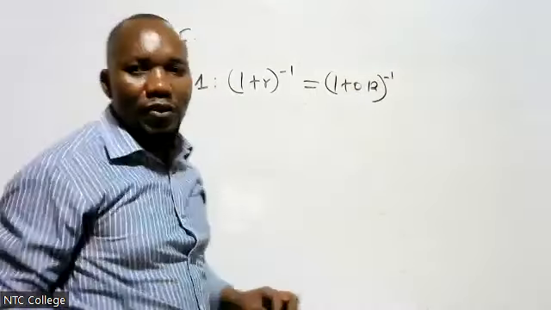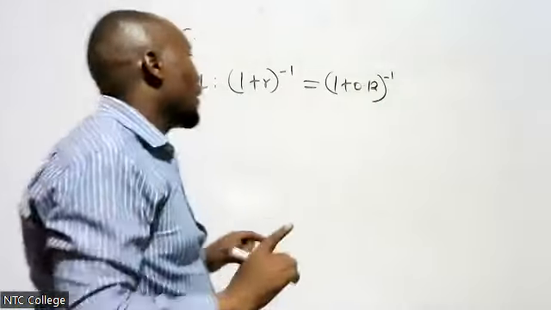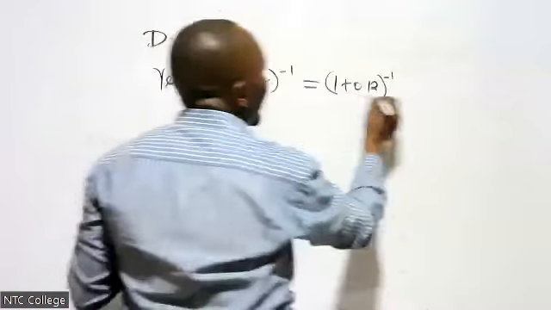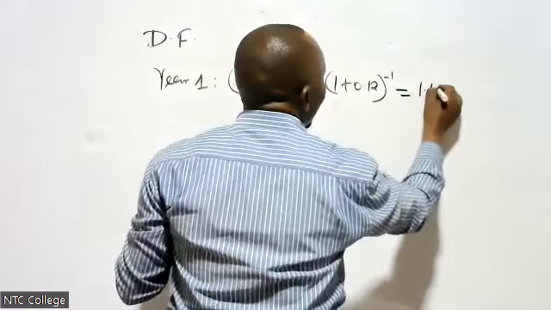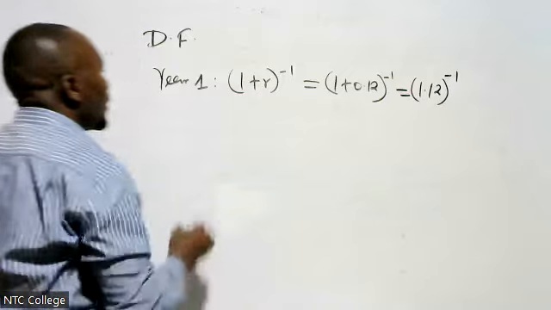In this class, you have to come with a calculator. Let's agree: next time, come with a calculator. So that one is going to be 1.12 raised to -1. What is the answer?